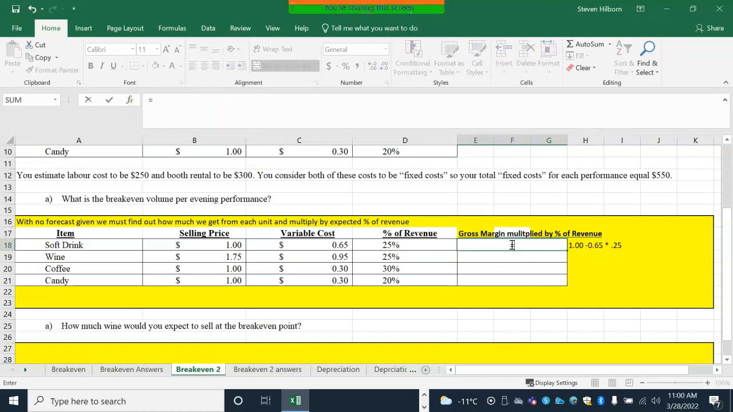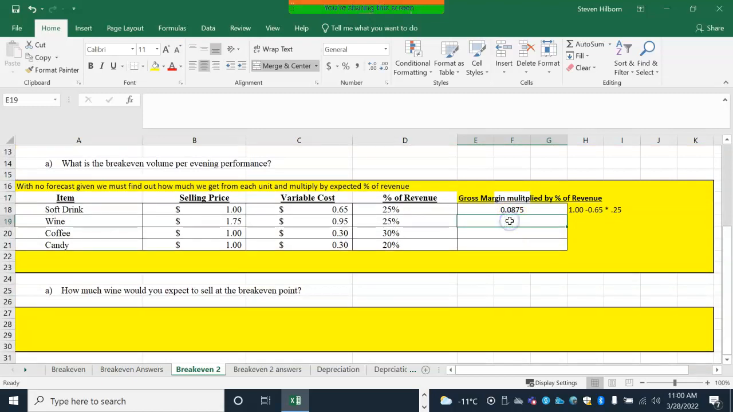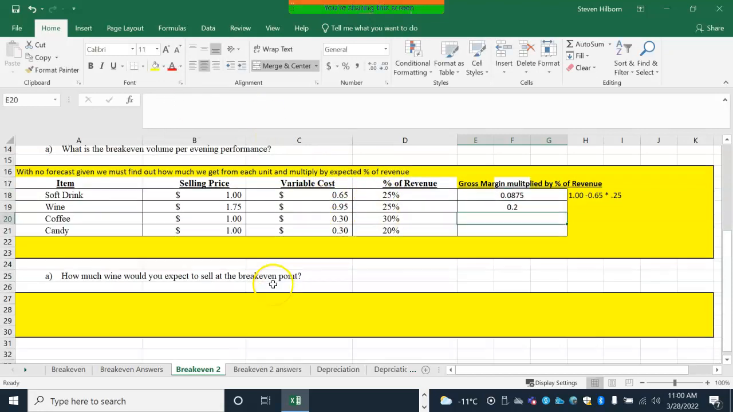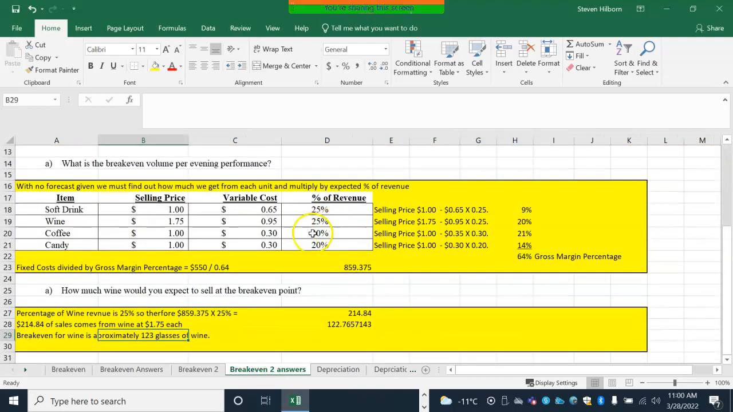So what we're going to do here is we're going to say, okay, brackets 1 minus 0.65 end bracket times 0.25. 0.0875. And we're going to keep going through and doing all of this. So this one here will be equals 1.75 minus 0.95 times 0.25. So the selling price. And you're just going to keep going and doing all that. And then I'm just going to pull up the answers here.